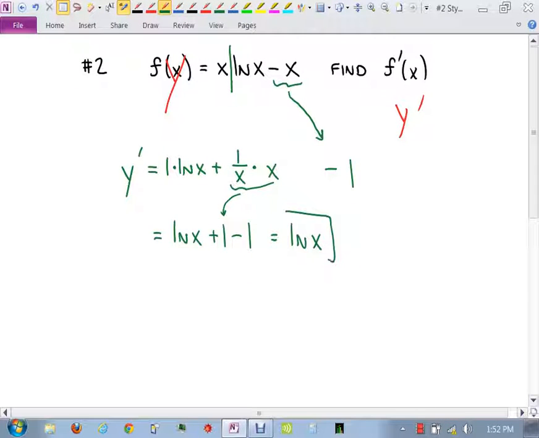ln x. Natural log of x. So the derivative of x natural log x minus x is ln x.